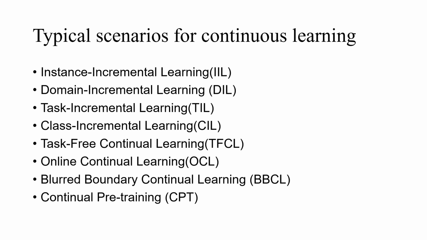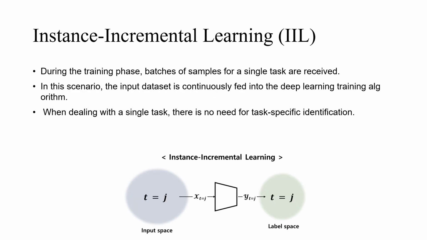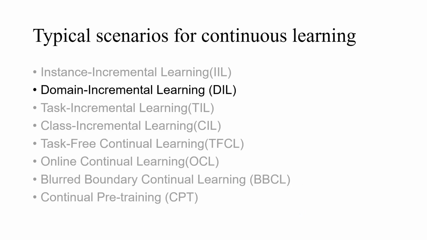And then these pages show the following typical scenarios for continual learning. Firstly, I talked about instance incremental learning. Instance incremental learning can be defined like this image. During the training phase, batches of samples for a single task are received. In this scenario, the input data set is continually fed into the deep learning training algorithm. And when dealing with a single task, there is no need for task-specific identification.